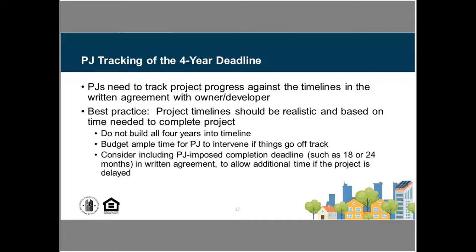I will just note that if you were to poll PJs around the country, most folks would say, we actually have a shorter deadline in what we've reflected in our written agreement than 4 years. For instance, when I worked at the state level, we had deadlines in place that were, depending on the type of project, between 18 and 24 months of when we expected that project to be completed.